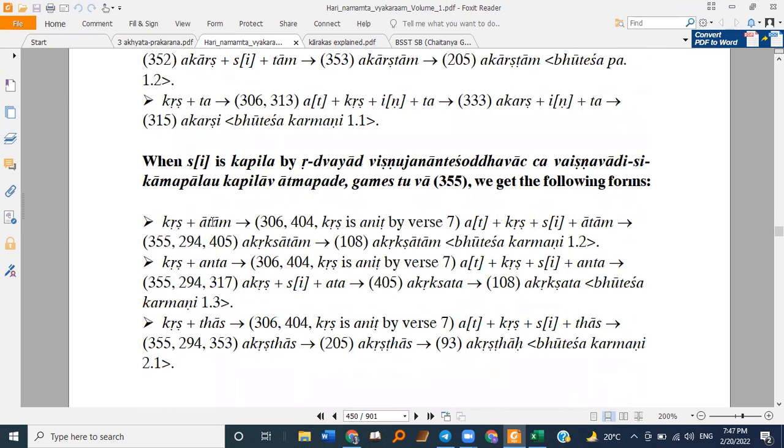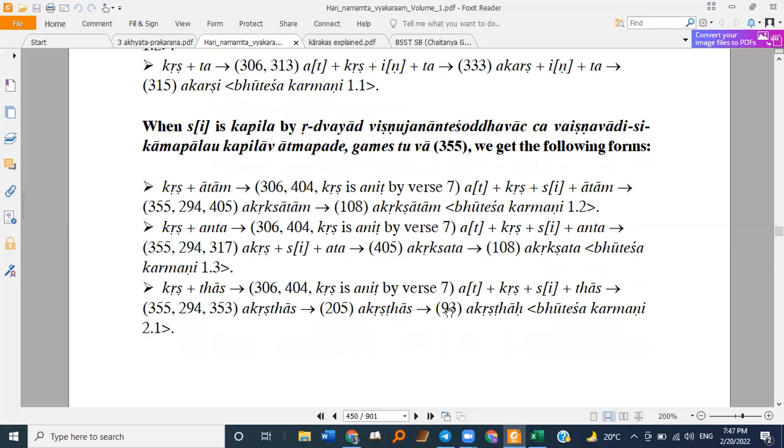Yes, and then krish yukt atam. So here we apply the sutra Ritvaya Vishnu Janade Shuddhavacha Vaishnavadisi Kamapalo Kapila Vatmapade Gamestu Va. C is considered Kapila here actually because we have a dhatu which is ending with a Vishnu Jana and has Isha at its Uddhava. So C is thus considered Kapila. Thus Ishasya Govinda Vrishnindra Kansarishu. And then Shadhoka se Ishvara Harimitra, so we get Akrikshatam. Similarly, Akrikshata, Akrishtha ityadi.